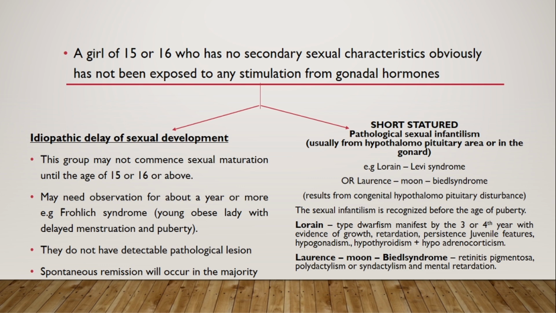And the other category is this pathological sexual infantilism, usually from the hypothalamo-pituitary area or in the gonad. The extreme is the pathological sexual infantilism. Most of these patients here are short-statured. For example, Laurence-Moon-Biedl syndrome or Laurent-Levy syndrome. They result from congenital hypothalamo-pituitary disturbance.